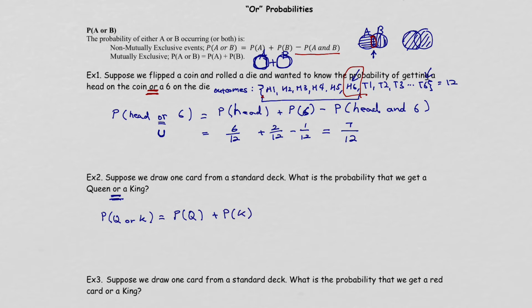Is this a not exclusive event or an exclusive event? This is going to be an exclusive event because a king and a queen are not overlapping cards. So you just add those two probabilities. This is going to be 4 out of 52, since there are 4 queens and 4 kings out of 52. And this gives you 8 over 52. Reduced, you get 2 over 13.